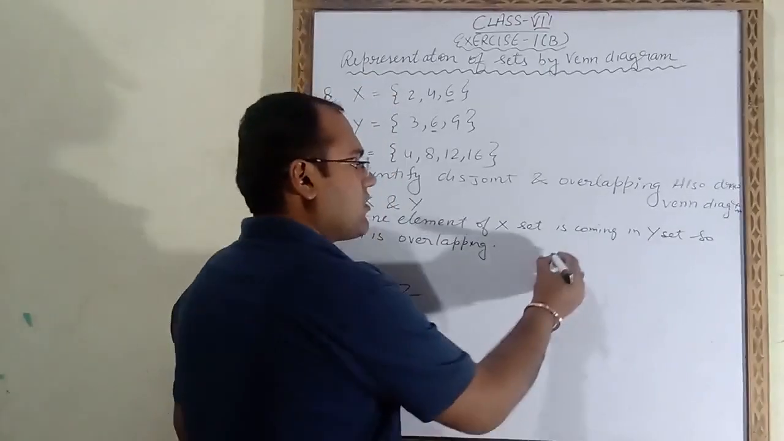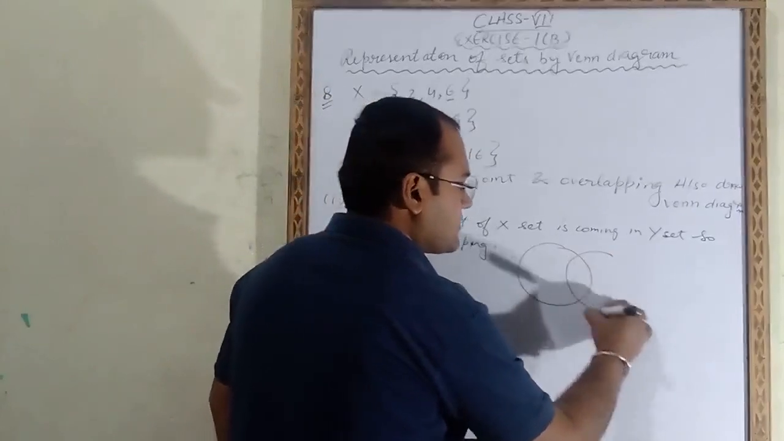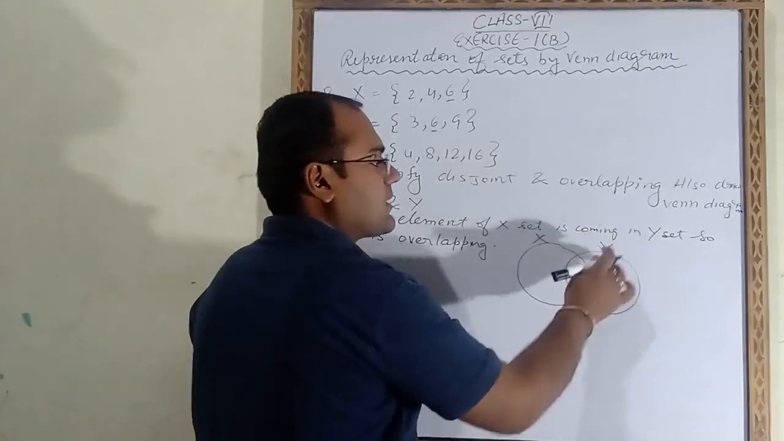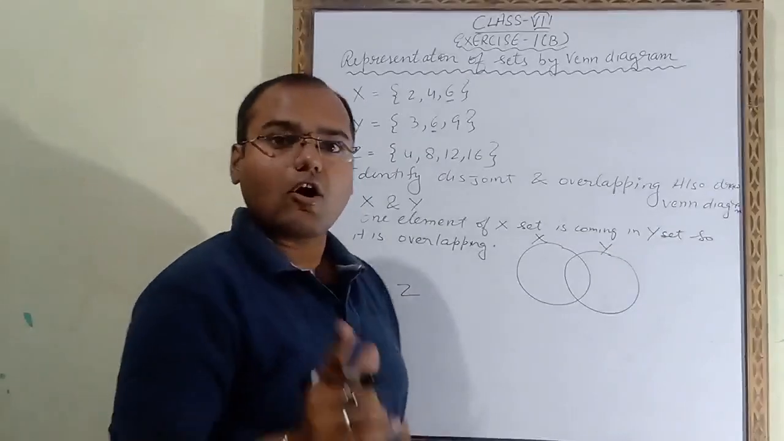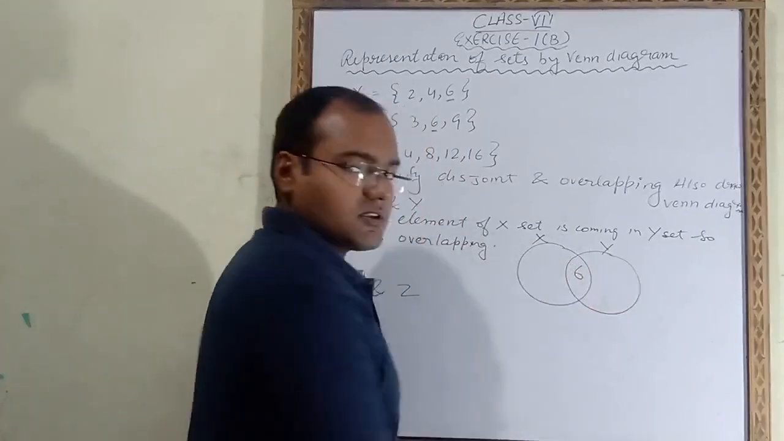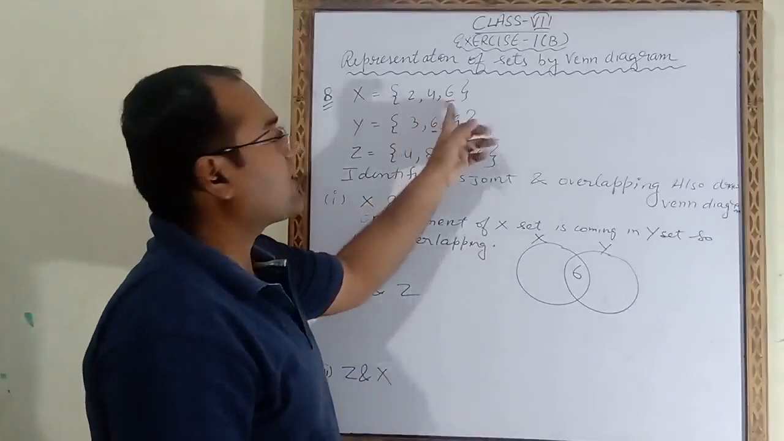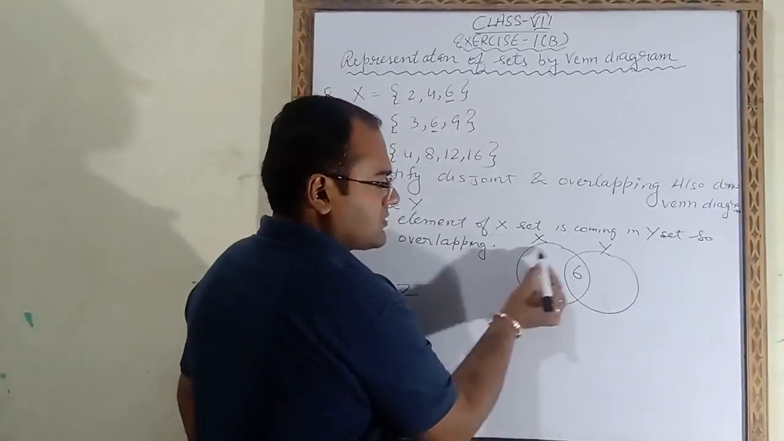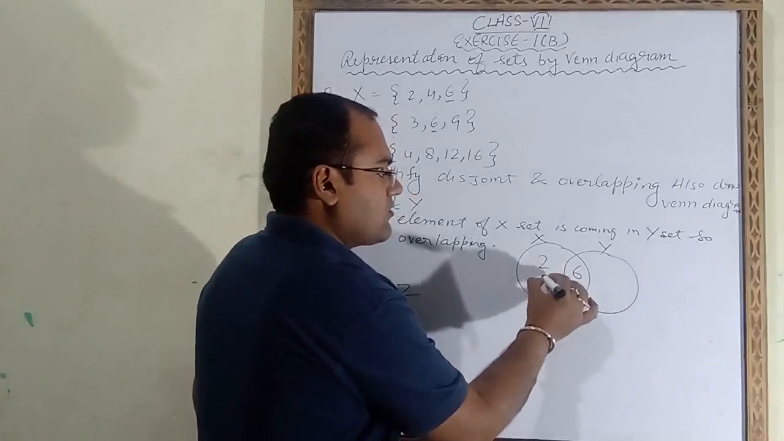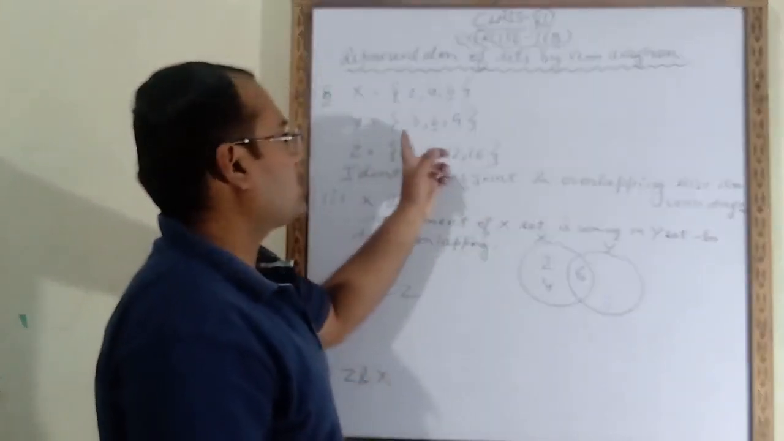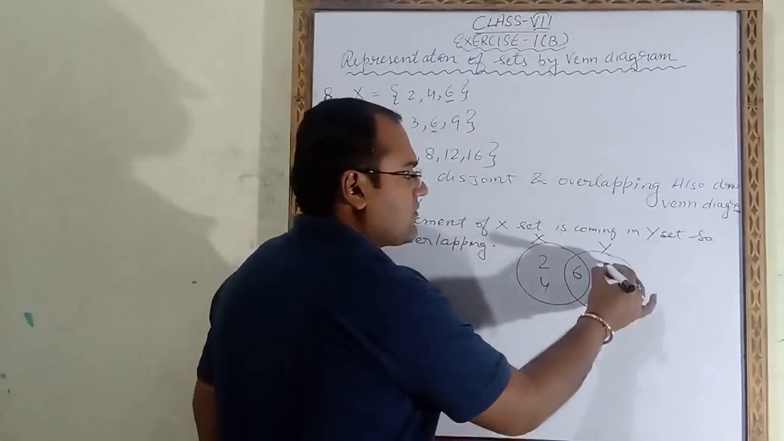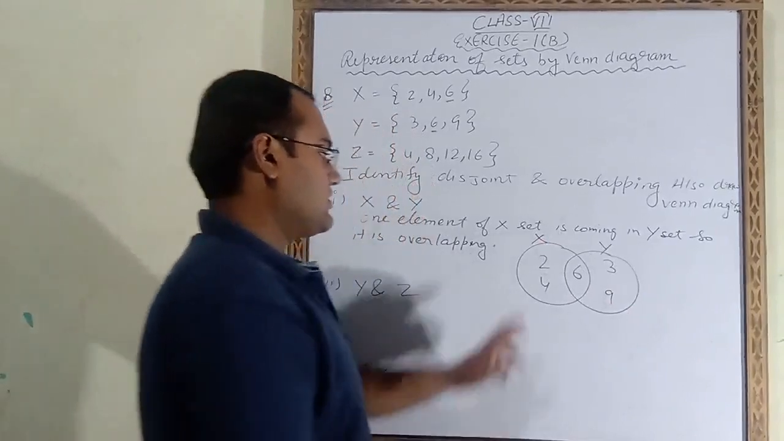Common is coming, so we have to draw the Venn diagram like this. First circle, second circle. The name of the first set is X and the name of the second set is Y. Now after that we have to fill the common part first. Which element is common in these two? 6. So we fill 6 here. In X, 2, 4 and 6 are there. This is the circle of X. We have to fill 2, 4 and 6, but 6 we had already written, so we will fill 2 here. And in Y, 3, 6, 9 are there. The Y circle is this. 6 is already written, so we will fill 3 and 9 here. So this is the first part.